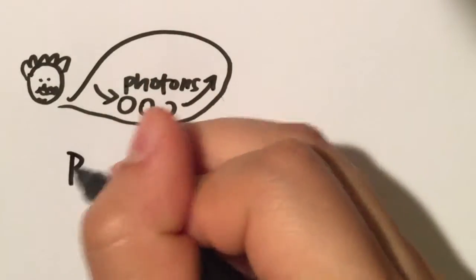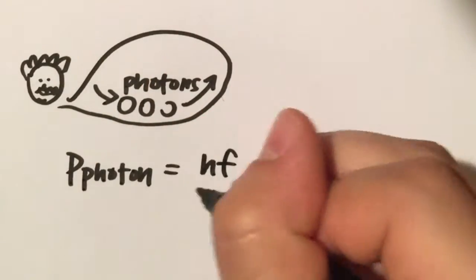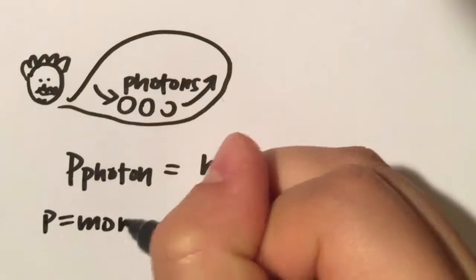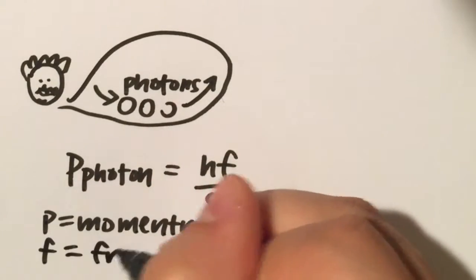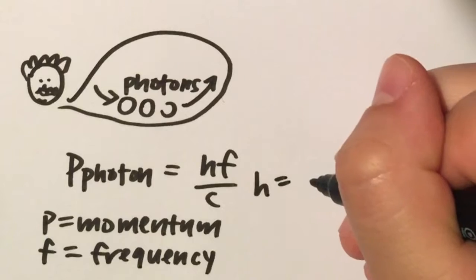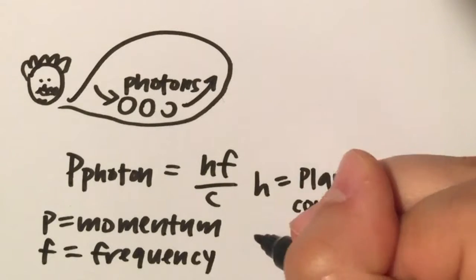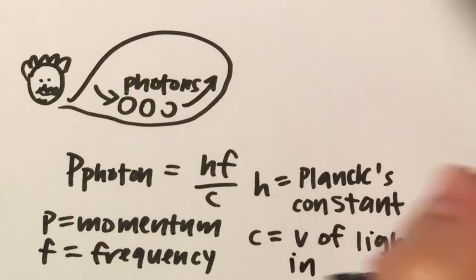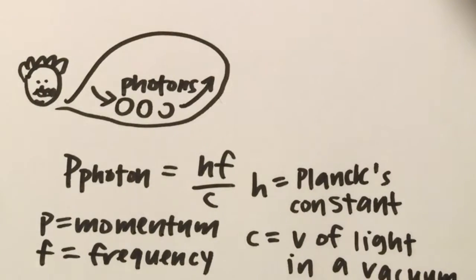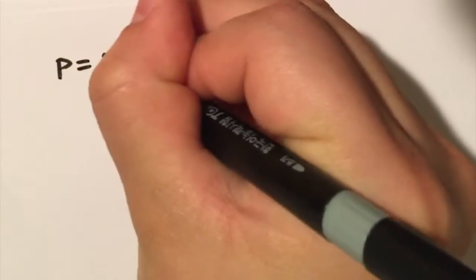The classic theory of electromagnetic waves gives us the formula P photon equals hf over c. In this case, P is the momentum, h is Planck's constant, and c is the velocity at which light travels in a vacuum. In Einstein's case, he derived the formula for the relativistic energy and momentum for an object with zero mass. This is how he derived the formula.